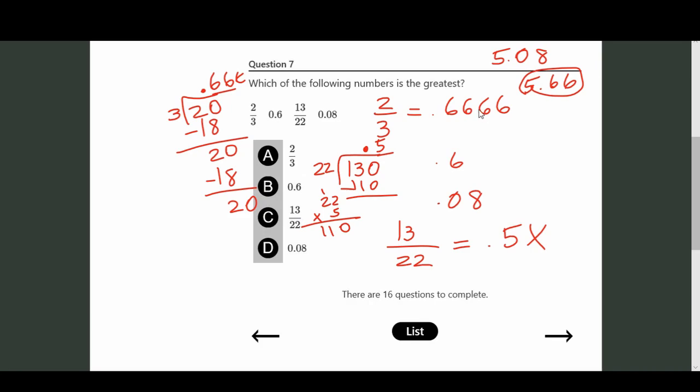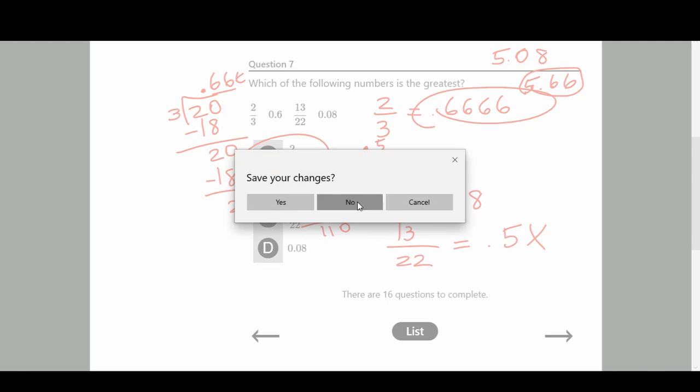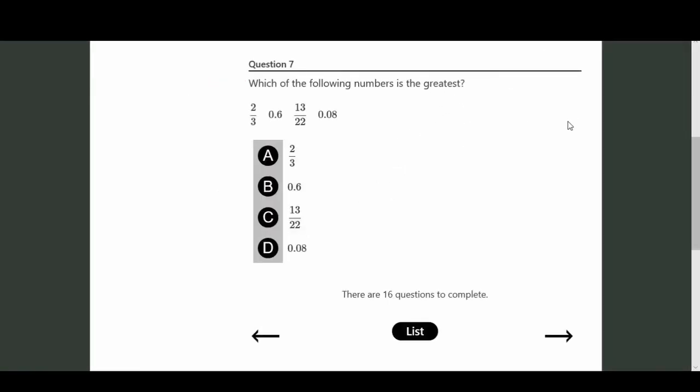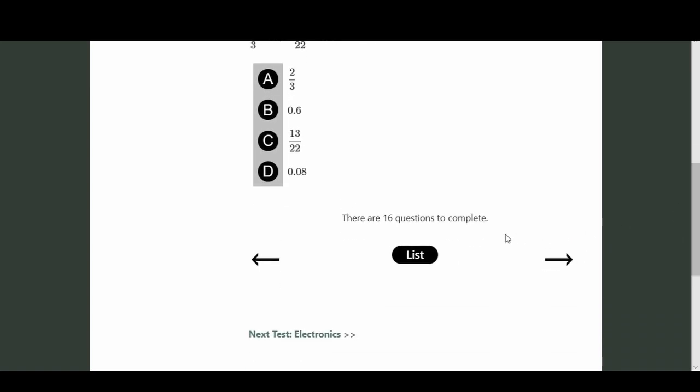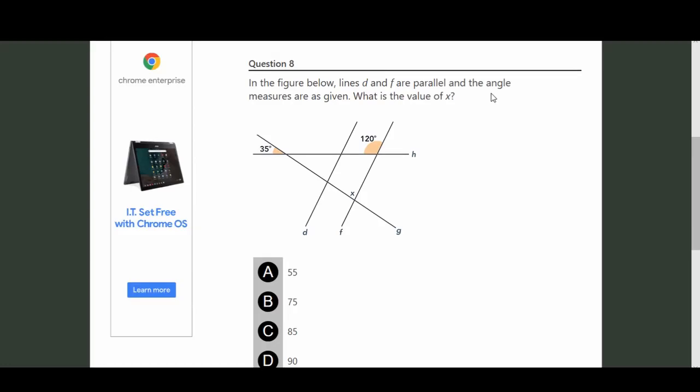Again, do you want 66 cents, 60 cents, 8 cents, or 50 cents? Clearly you want 66 cents, so the biggest decimal here is 2/3, which is the same as 0.66 repeated. Okay, so that's that one. And again, you got to be comfortable going from decimals to fractions and vice versa. So that was a good practice problem of that. Let's go ahead and move on.